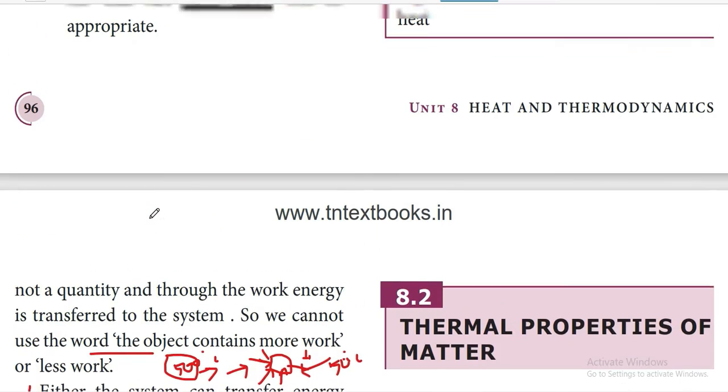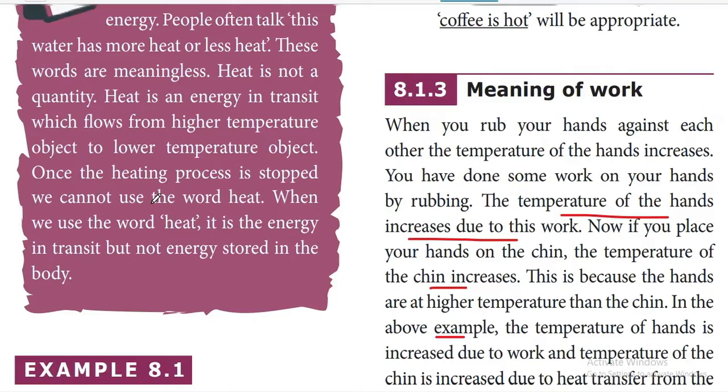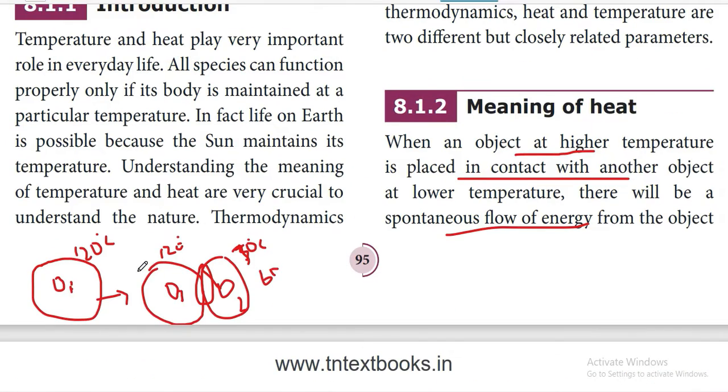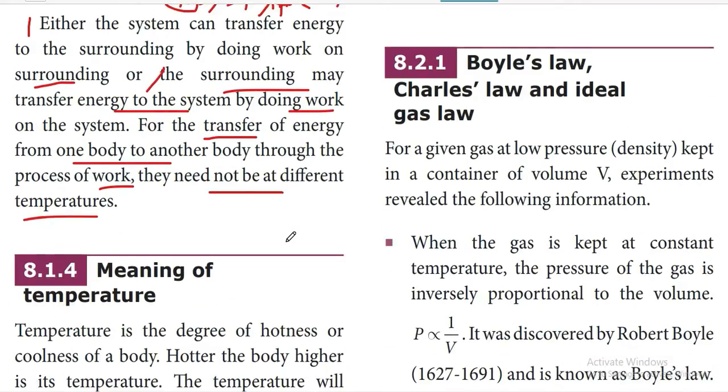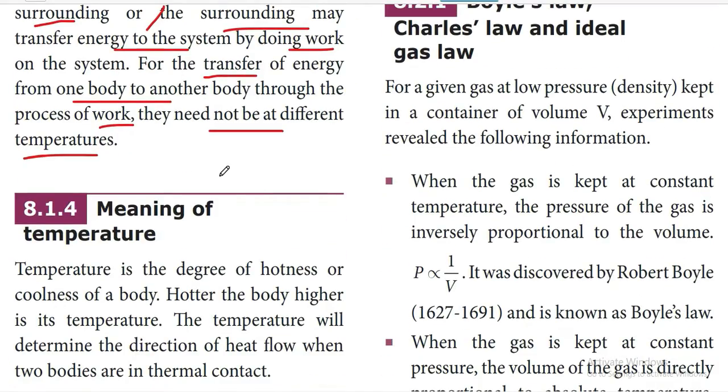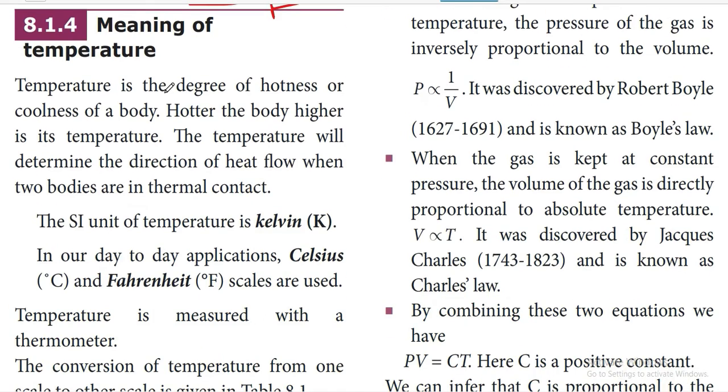Say, for example, we have already seen two objects. For energy transfer to take place from object 1 to object 2, or vice versa, these objects have to be at different temperatures. If object 1 is at 60 degrees Celsius and object 2 is also at 60 degrees Celsius, then no energy transfer will take place. Only if one is at a higher temperature and one is at a lower temperature does energy transfer take place. What is the meaning of temperature?